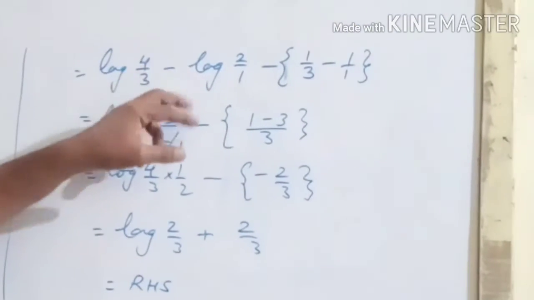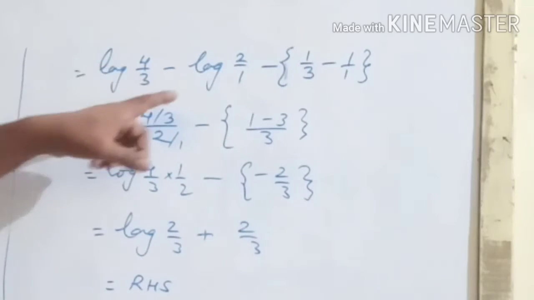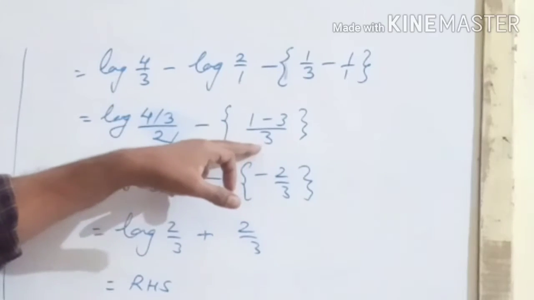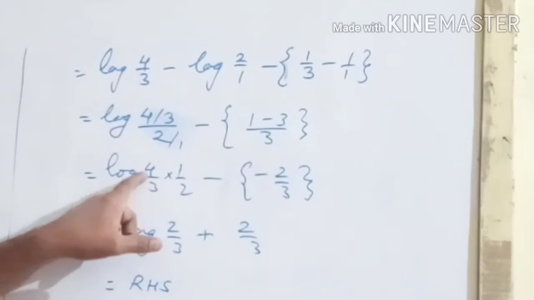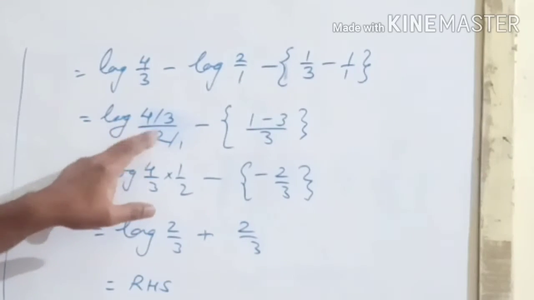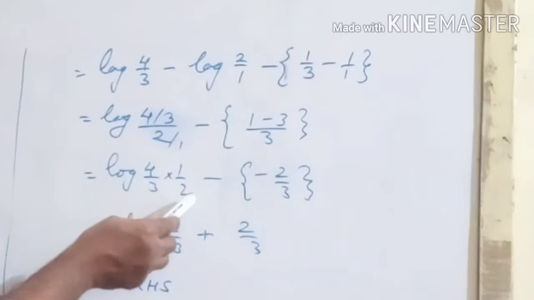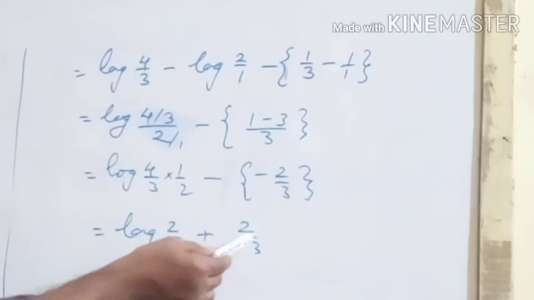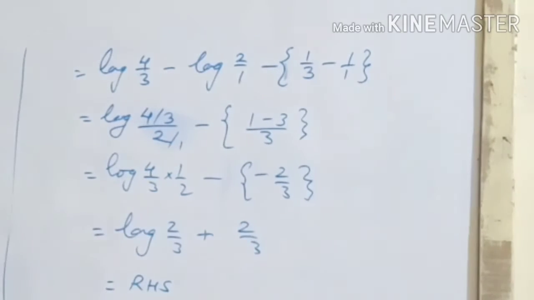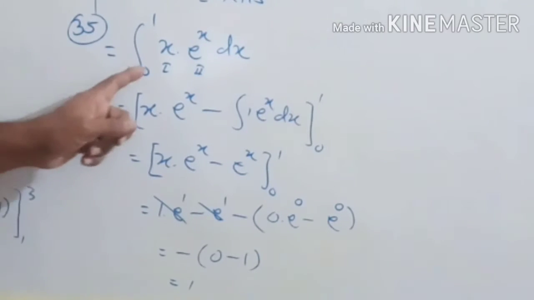Once again by logarithm rules, 4 by 3 divided by 2 by 1, and here when we take LCM, 3 is the LCM, so 1 minus 3 is -2 by 3, and 4 by 3 as it is, and 2 by 1 will be reciprocal, so you will get 1 by 2. 2 and 4 cancel out, so log 2 by 3, and minus with minus gives plus, it is also 2 by 3. This is the RHS.